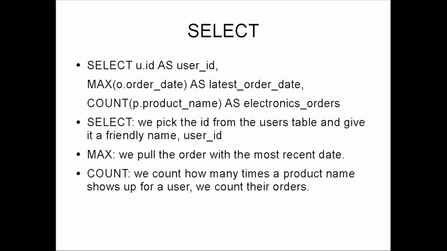Count. This line looks at the product_name column from the products table, which lists what was bought in each order. The count function is like tallying up how many times a product name shows up for a user, essentially counting their orders. Since we have filtered to only electronics elsewhere, this becomes a count of how many electronics items they purchased. We name it electronics_orders in the output, making it clear it is the total number of electronics buys per user.